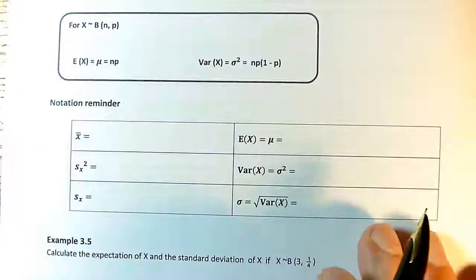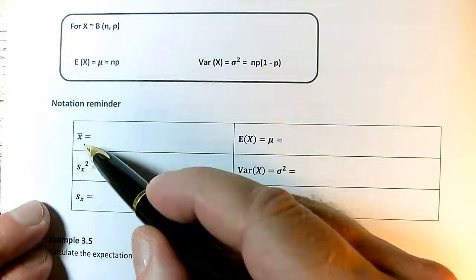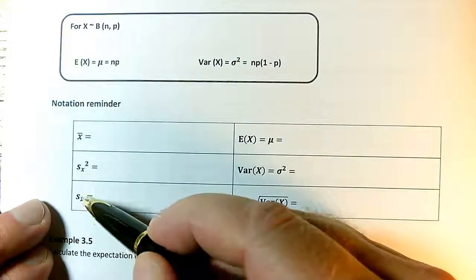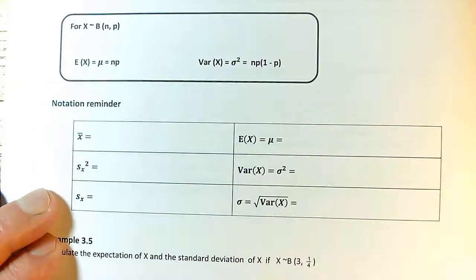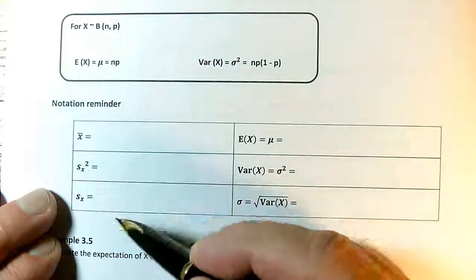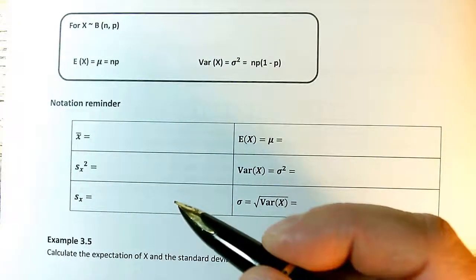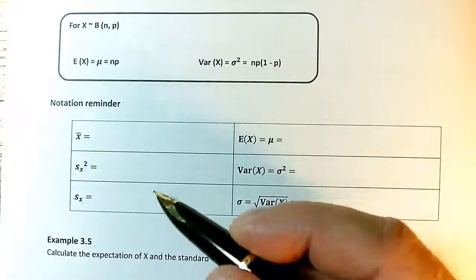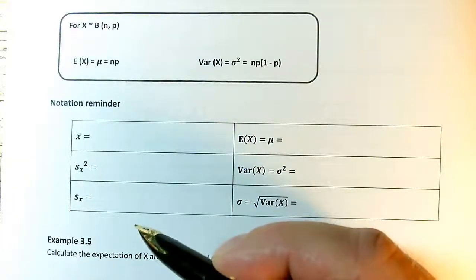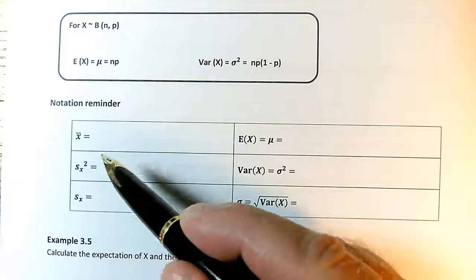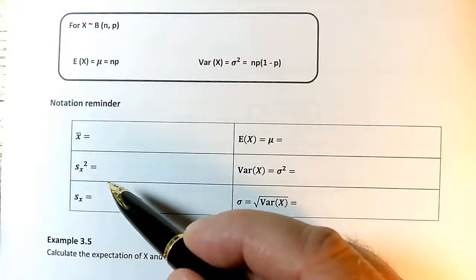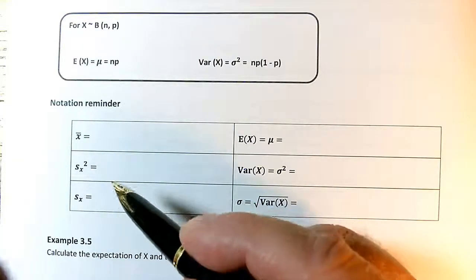Okay, now remember that symbols x bar and sx and sx squared refer to sample data. So this is when I've just taken a few observations of a random variable and I've just actually worked with that small, relatively small sample of observations. It may even be a huge sample. These are still just x bar and sx and sx squared are still sample statistics.